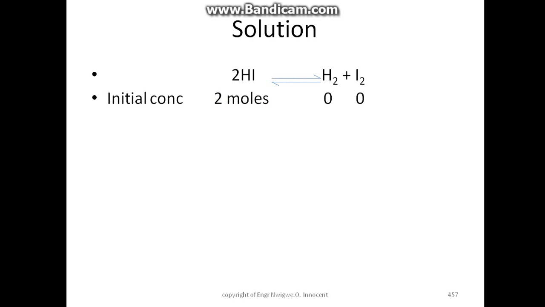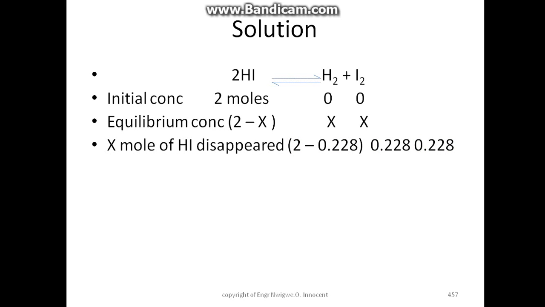Solution. Hydrogen iodide can undergo a reversible reaction to give hydrogen and iodine. Initial concentration is 2 moles, with 0.0 mole of product. Equilibrium concentration is 2 minus x, x, x for the products. x mole of hydrogen iodide disappeared, so 2 minus 0.228 for hydrogen iodide, 0.228 for hydrogen and 0.228 for iodine.